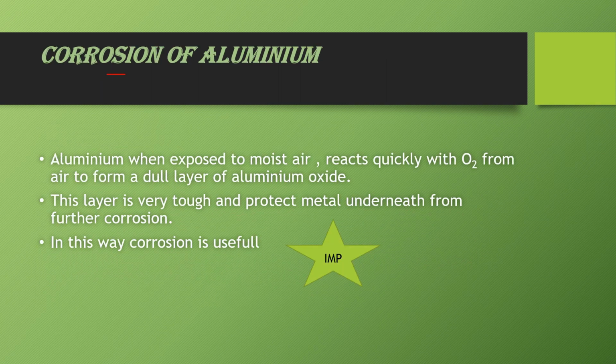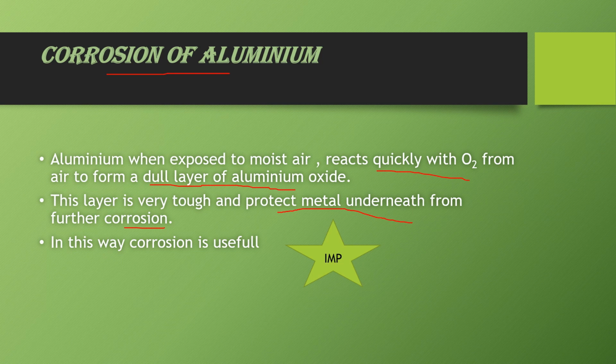Now the next topic is corrosion of aluminium. Aluminium when exposed to air, moisture, reacts quickly with oxygen to form a dull layer of aluminium oxide, that is Al2O3. Now this layer is very tough and protects the metal underneath from further corrosion. In this way corrosion of aluminium is useful. So this is again very important.